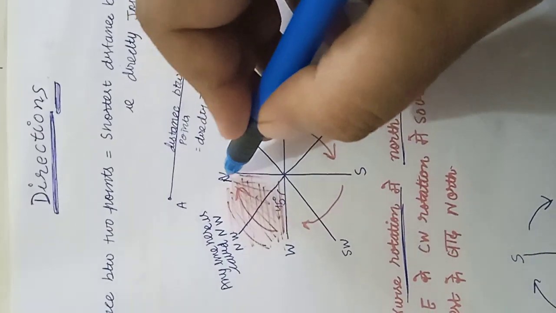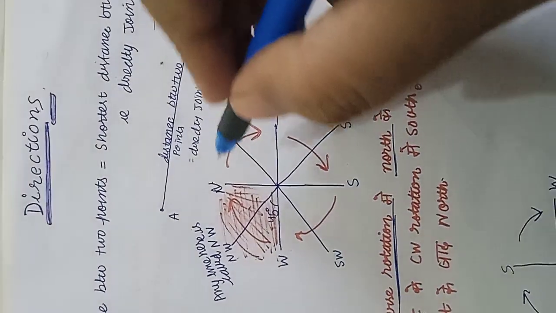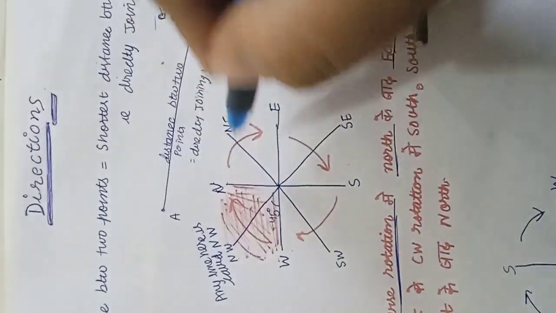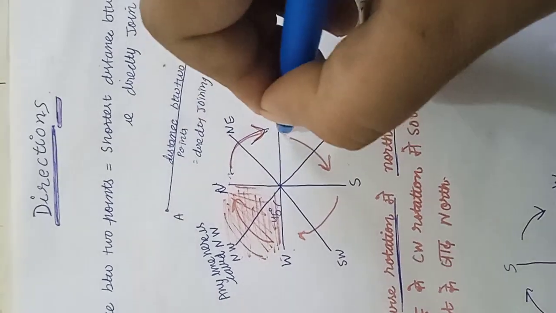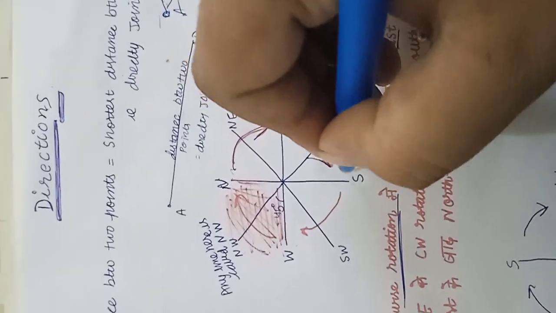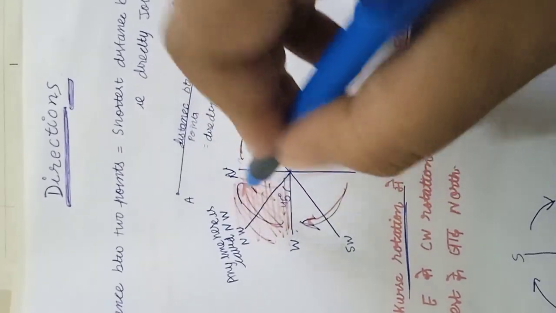Now I will show you the directions: north, south, east, west. You should go like this: north के clockwise 90 degrees is east, east के 90 degree clockwise is south, south के 90 degree clockwise is west, and west के 90 degree clockwise is north.